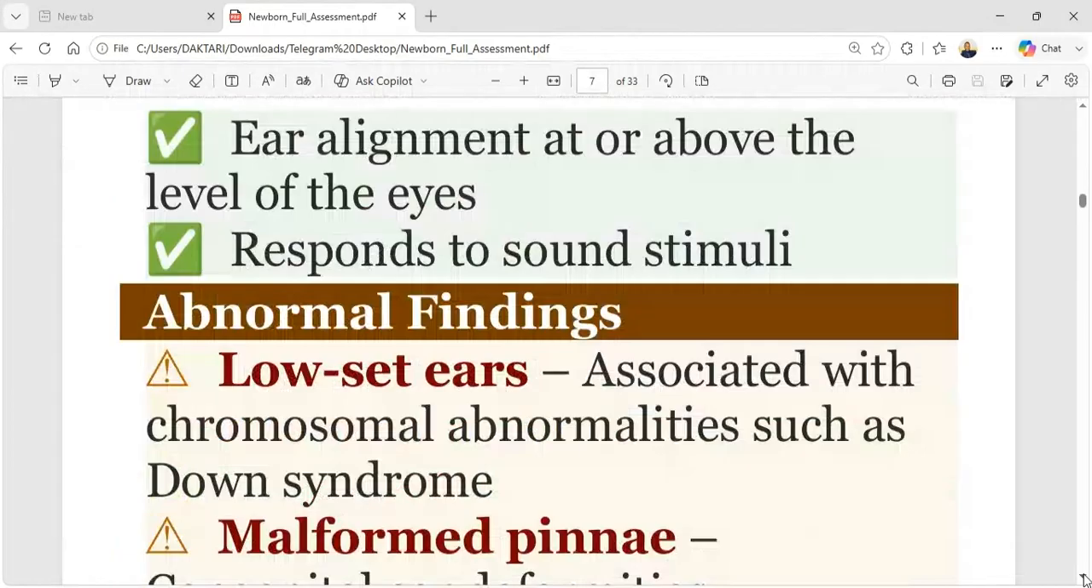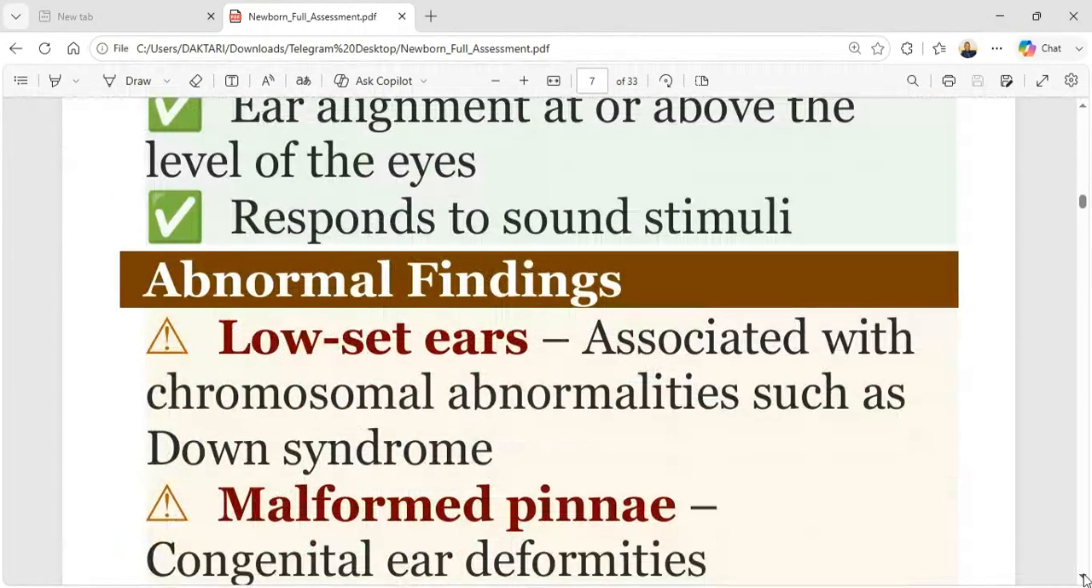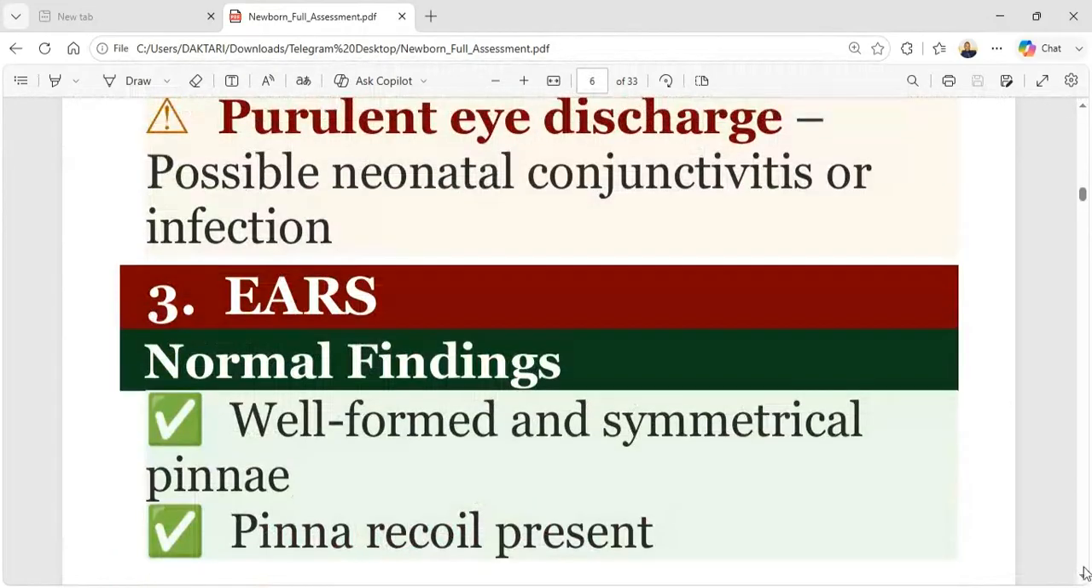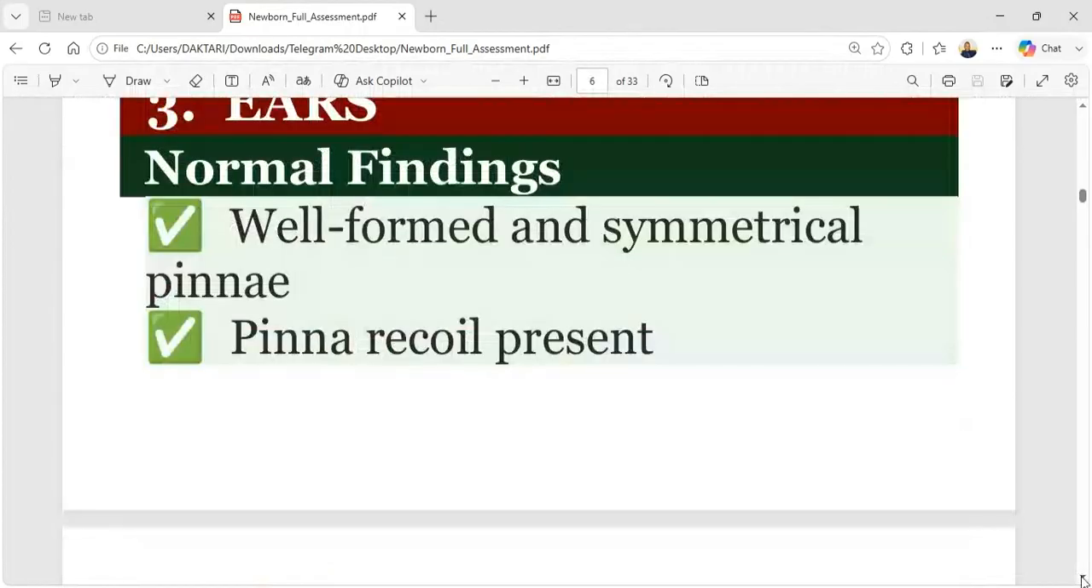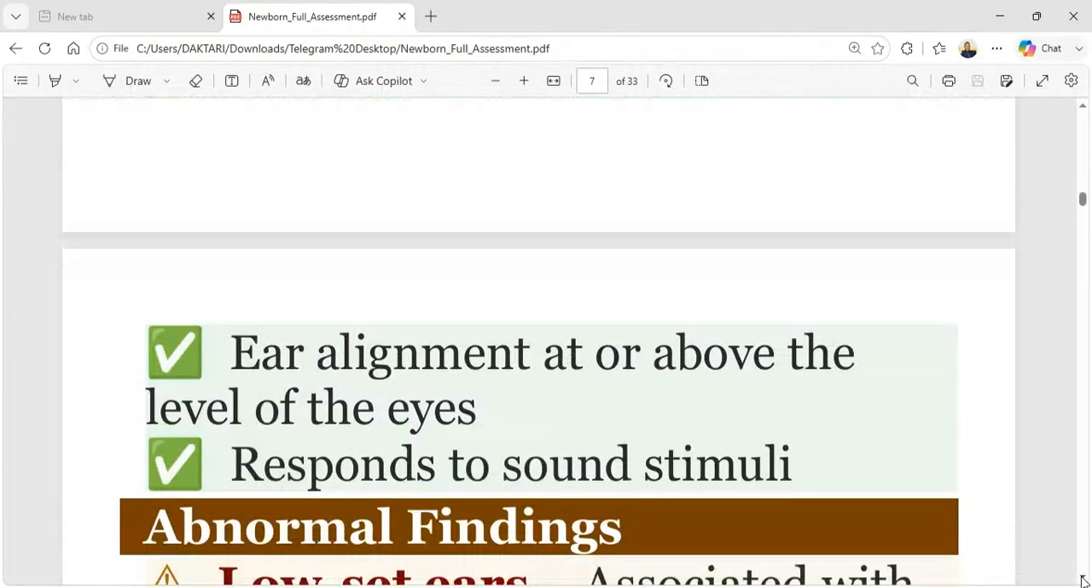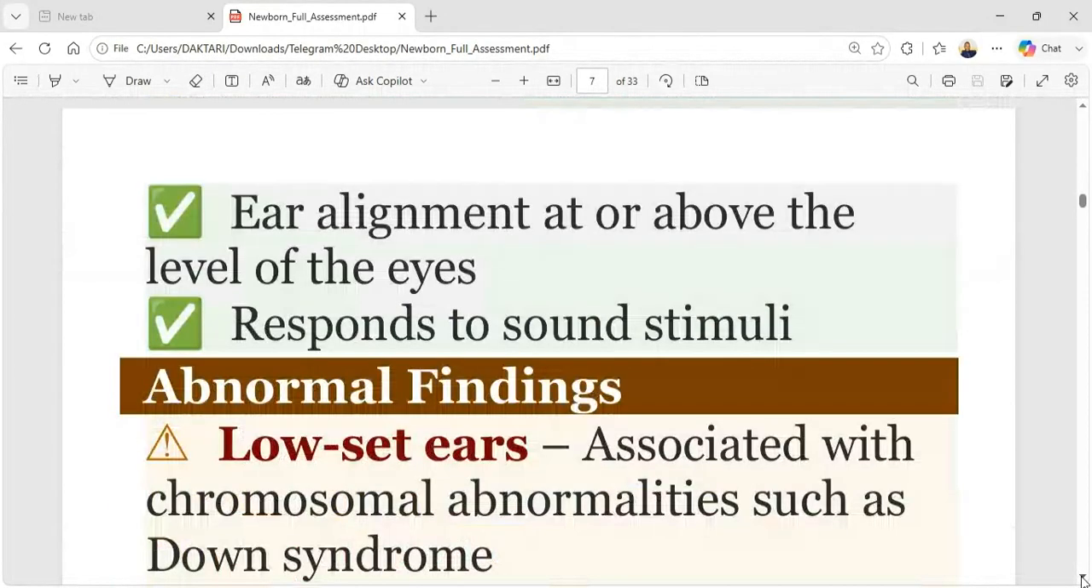Let's check on the abdominal findings when we talk about the ears and eyes. Especially the ears: normal, well-formed, pinna recoil present, meaning if you touch it, it gets back to its shape. Alignment at or above the level of the eyes. The ears are supposed to be either above or at the level of the eye. Respond to sound stimuli. Okay.